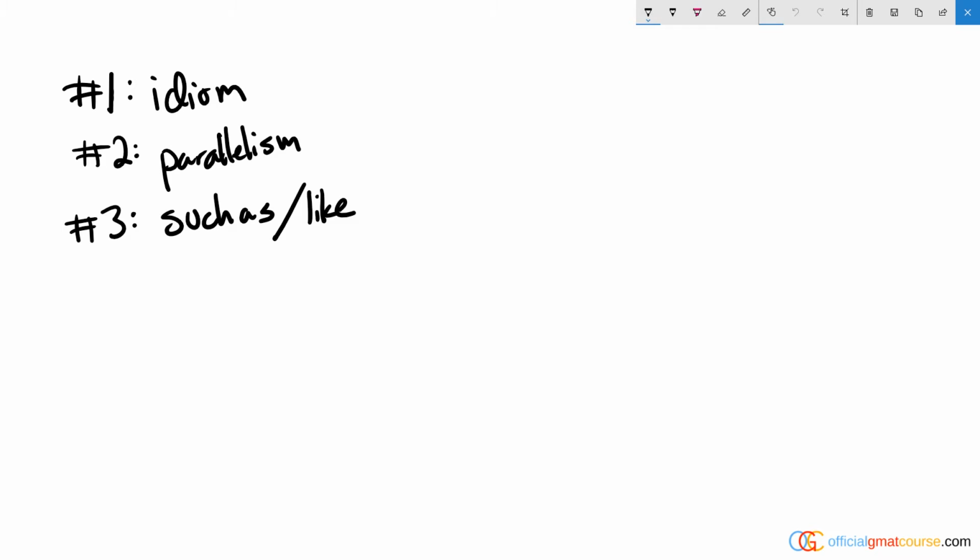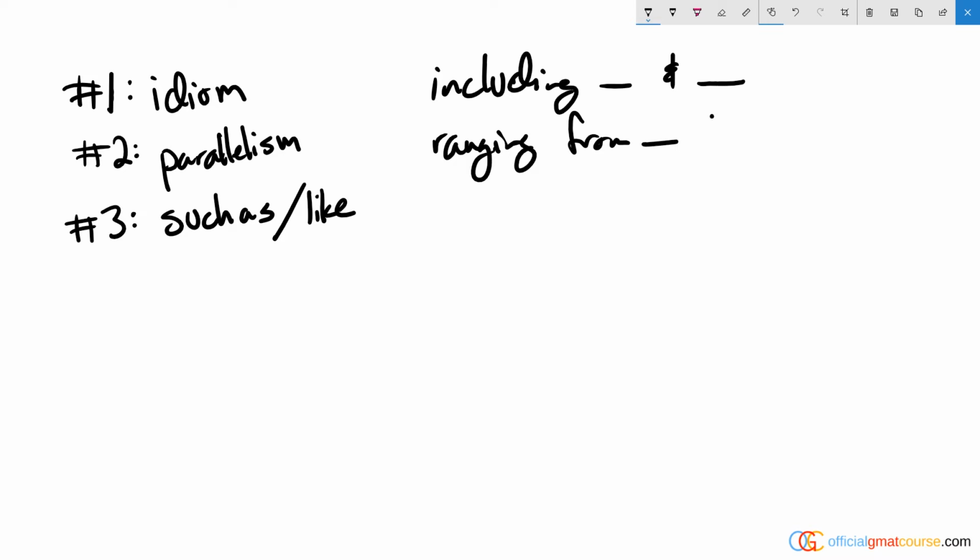So there are a lot of screens here. The first one I'd like to pick up on is just the idiom, because I do think it's the most significant one here. And the idiomatic structure is, you'd say including blank and blank, or you would say ranging from blank to blank. So any mix between these two that doesn't follow this exact pattern is going to be wrong.